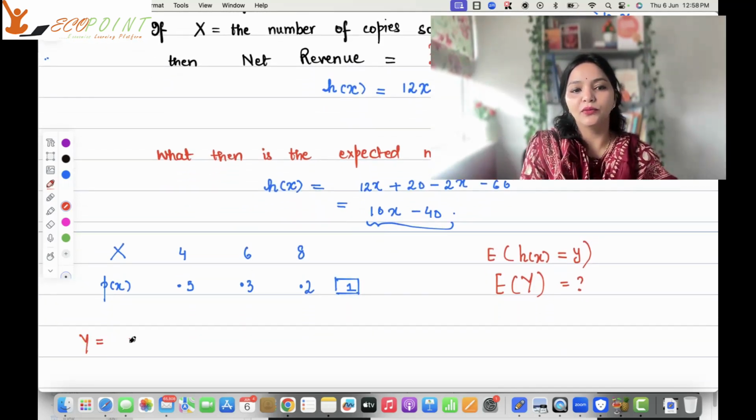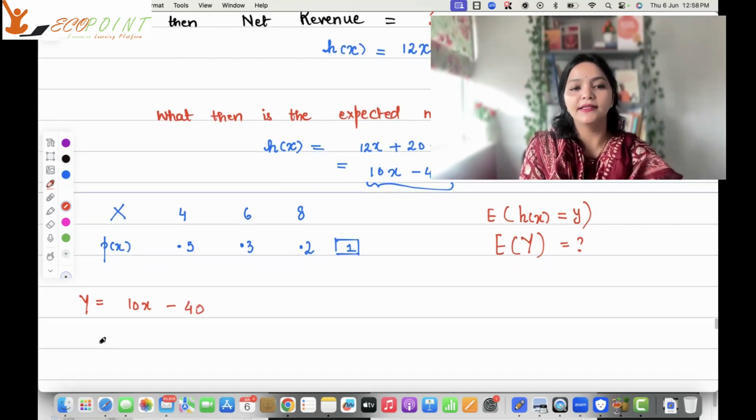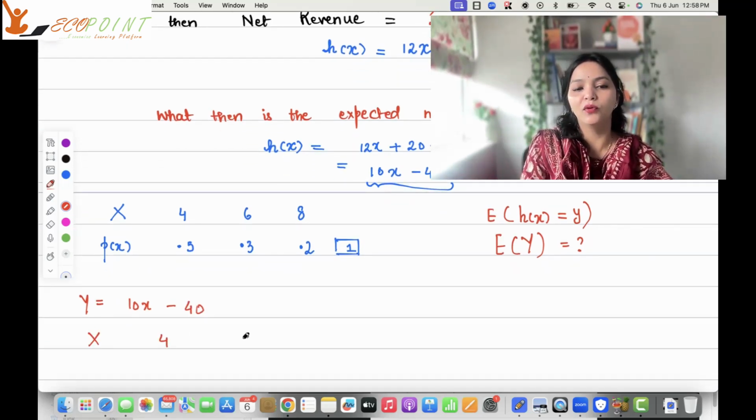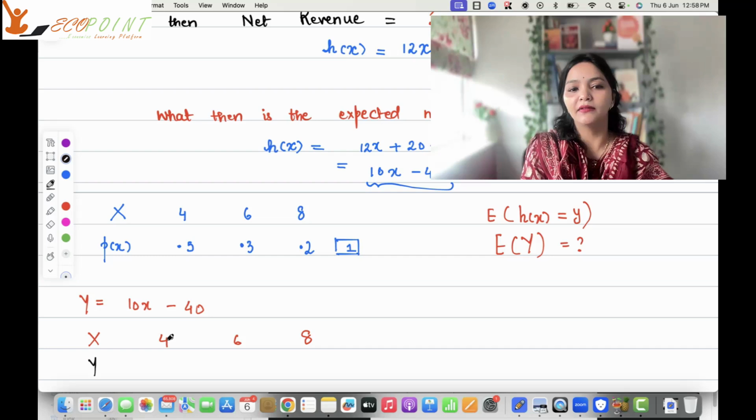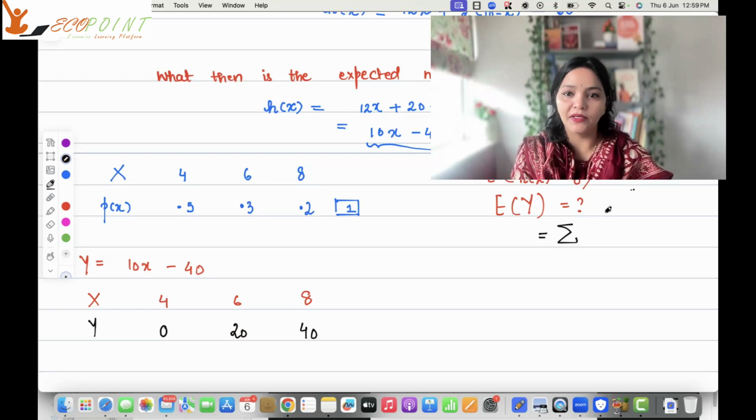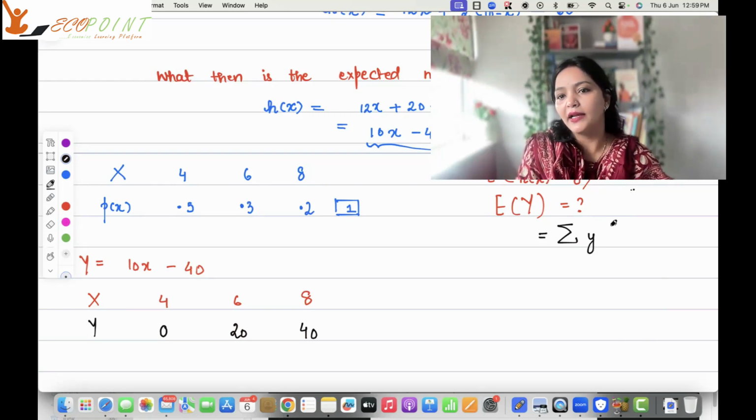Y is equal to 10x minus 40. So when x is 4, 6, 8, at the same time, y would turn out to be 10 multiplied by 4, that is 40, minus 40, 0. Here it would be 6 multiplied by 10, 60 minus 40, 20. Similarly, 80 minus 40, 40. Expected value of y, any random variable y, is summation y into py.